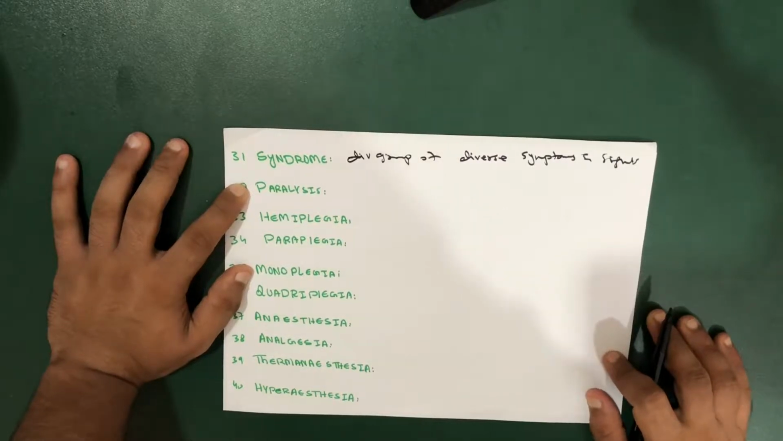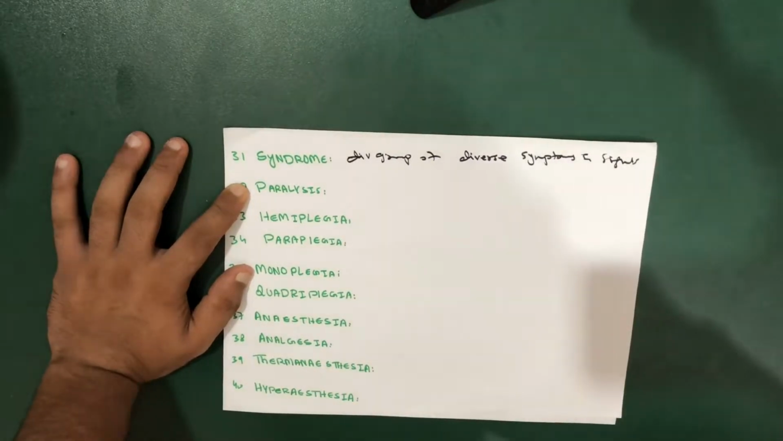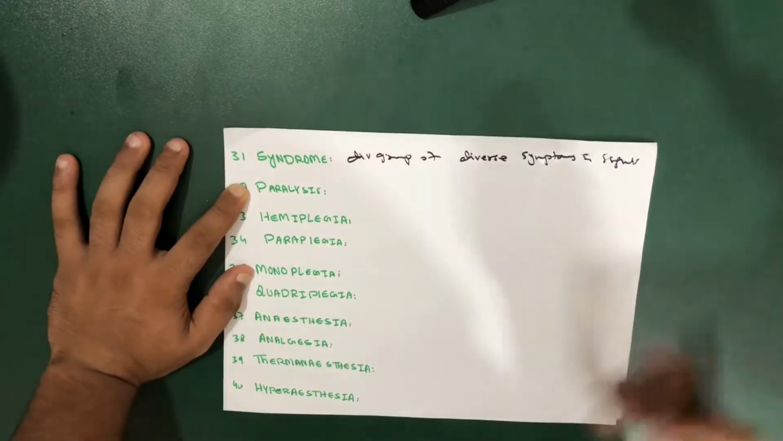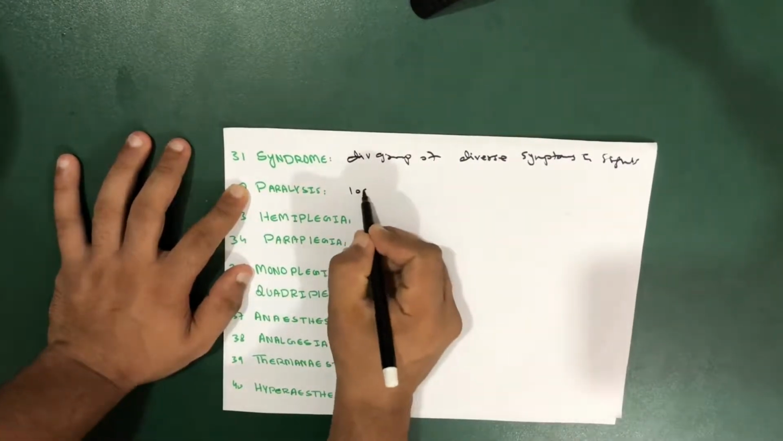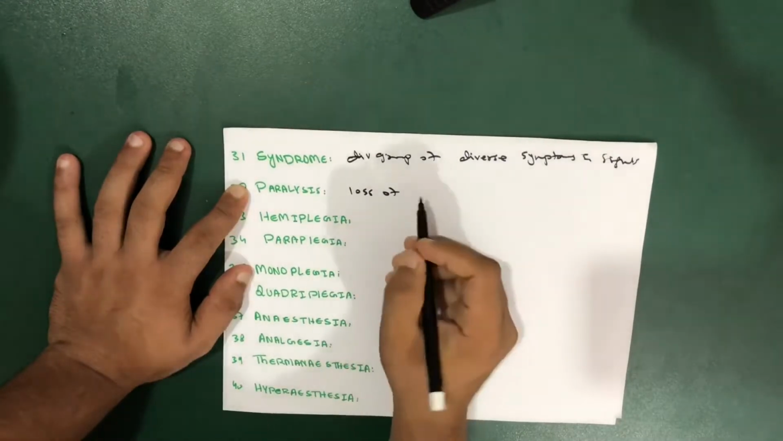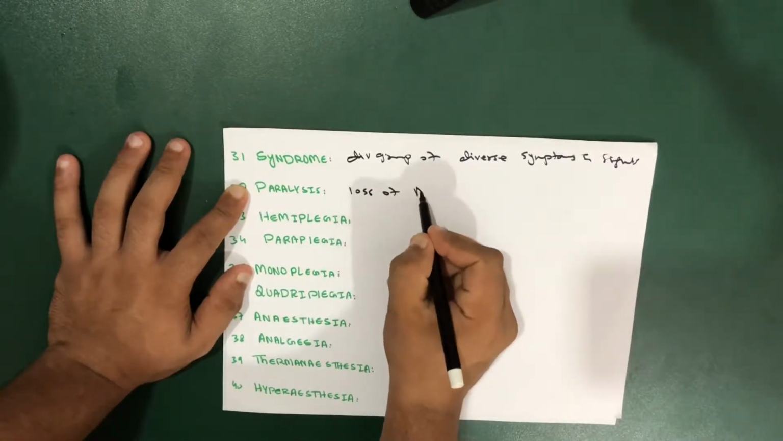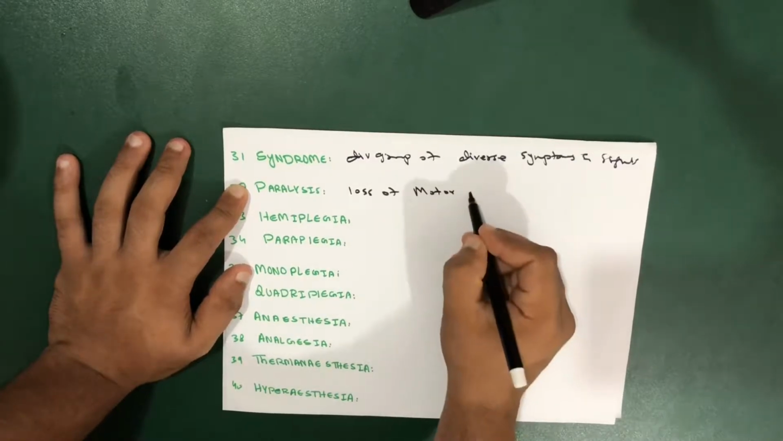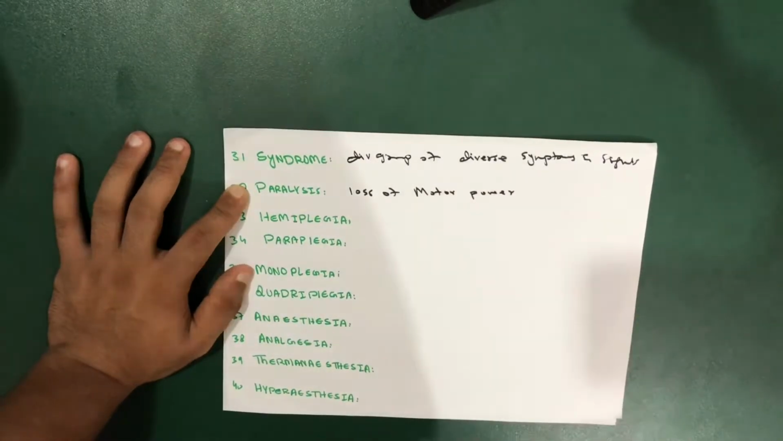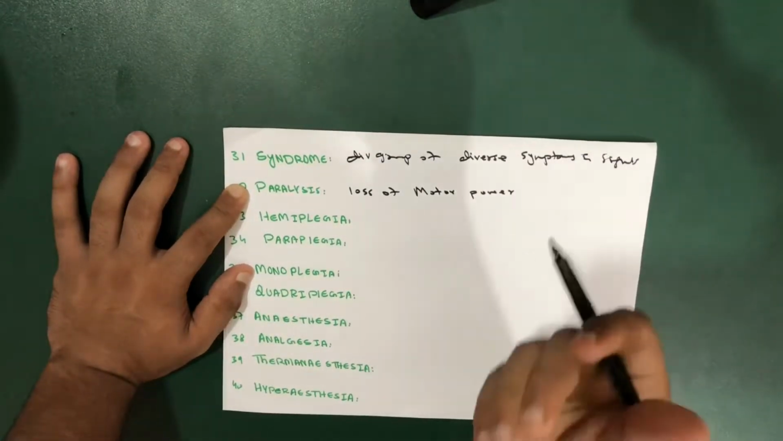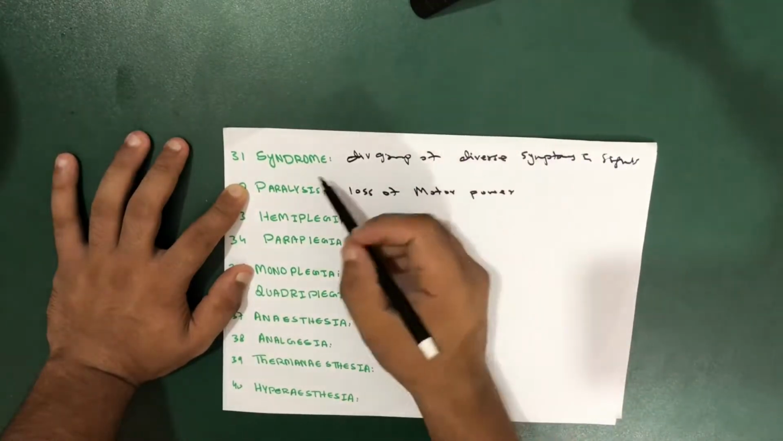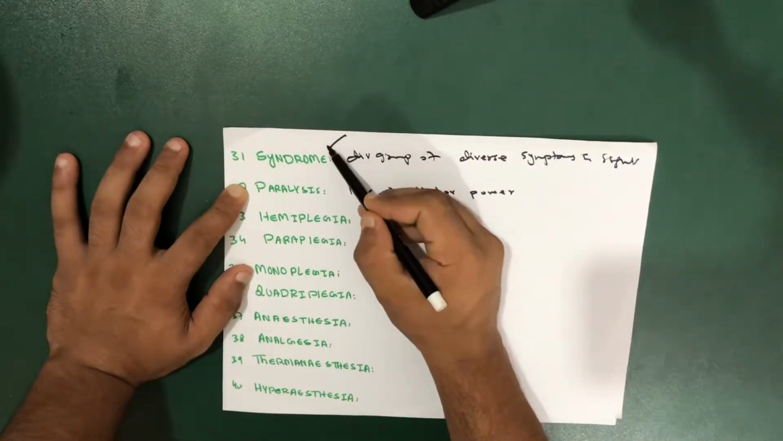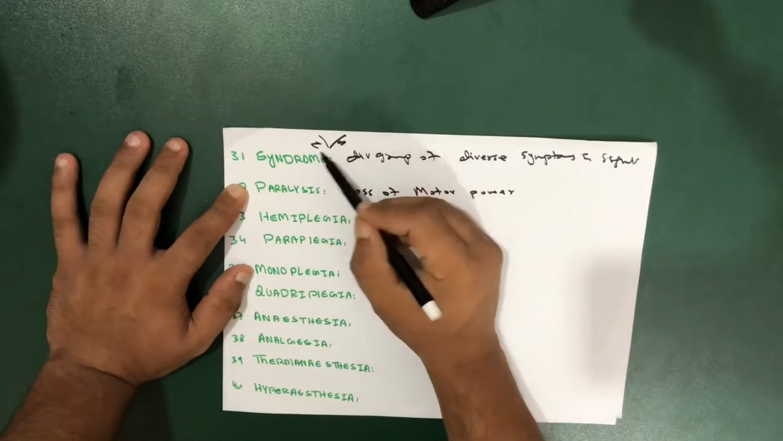It's the loss of motor power of a part of the body due to denervation or primary disease of the muscle. So paralysis means loss of motor power. What is motor power? What does the loss of motor power mean? Basically, if you read about the nervous system, we have got sensory power and we have got motor power.